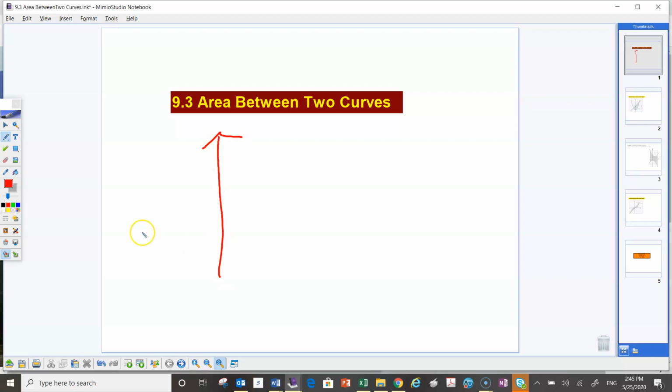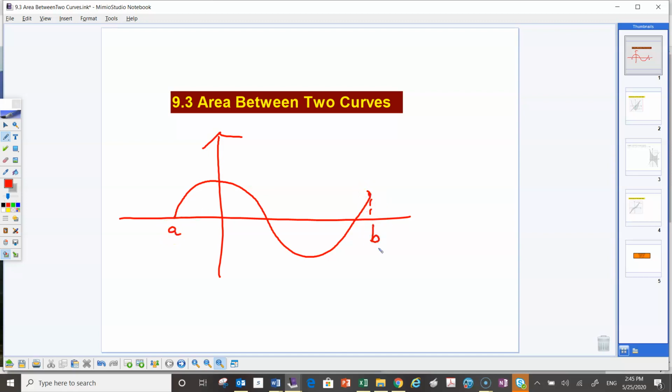If we had a function, say f of x, that went something like this, and this was from a to say b, this area here would be considered positive area because the area is above the x-axis and it's trapped between the graph and the x-axis. This area here would be negative area because it's below the x-axis, and this little piece here would be positive.